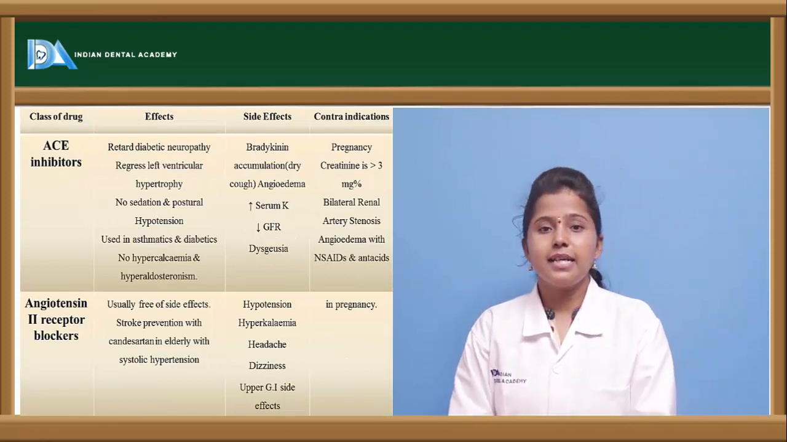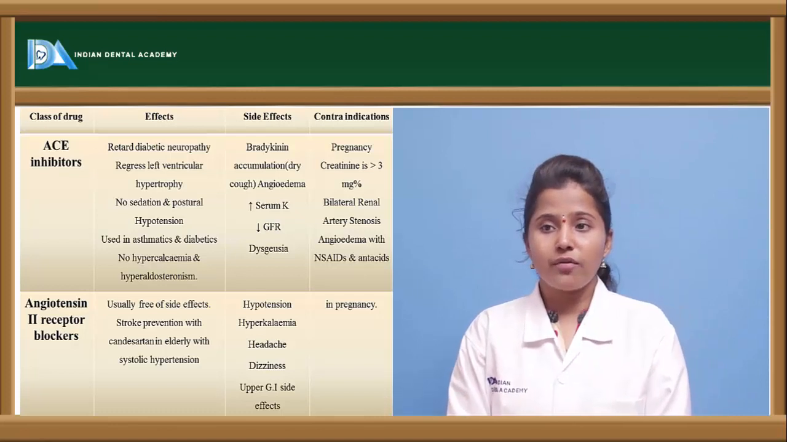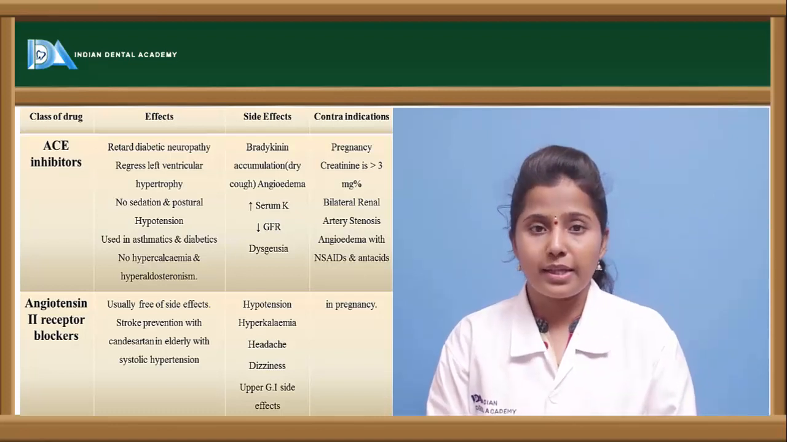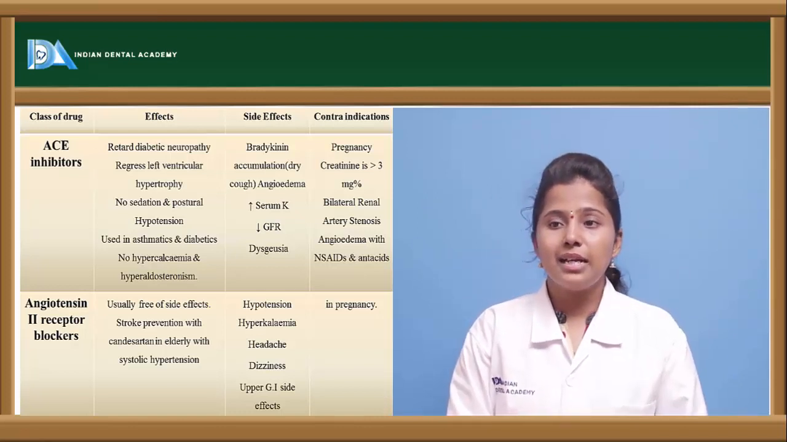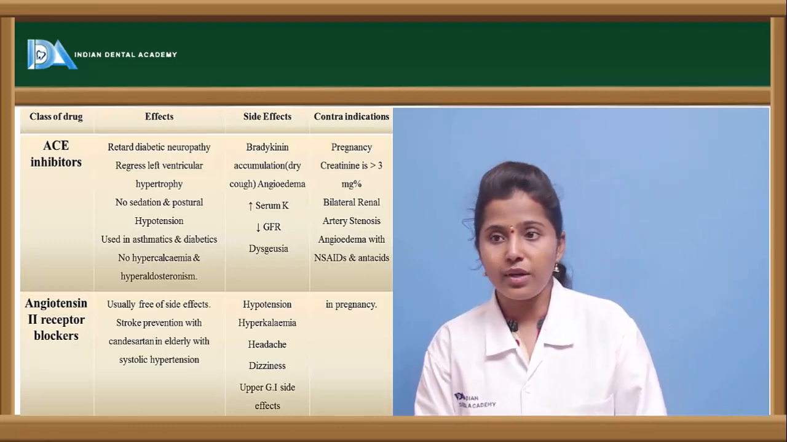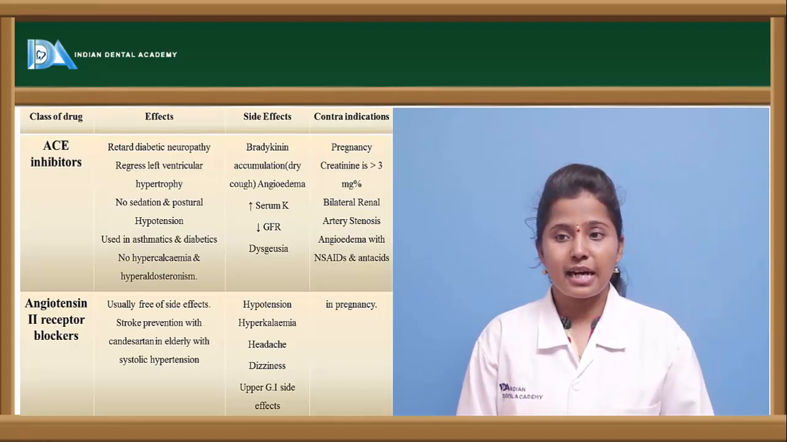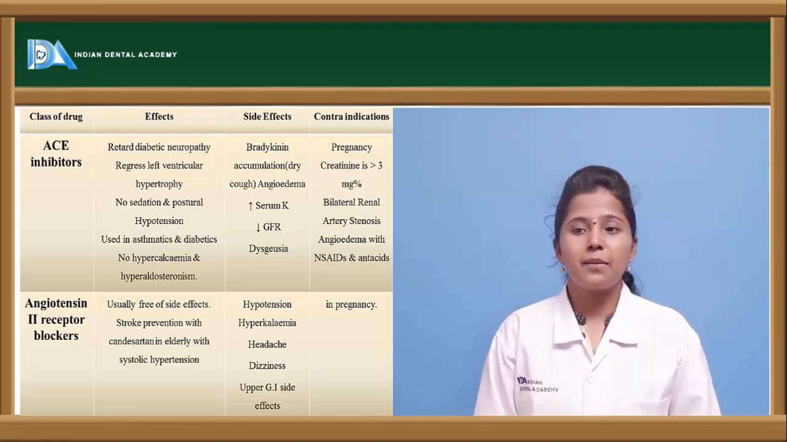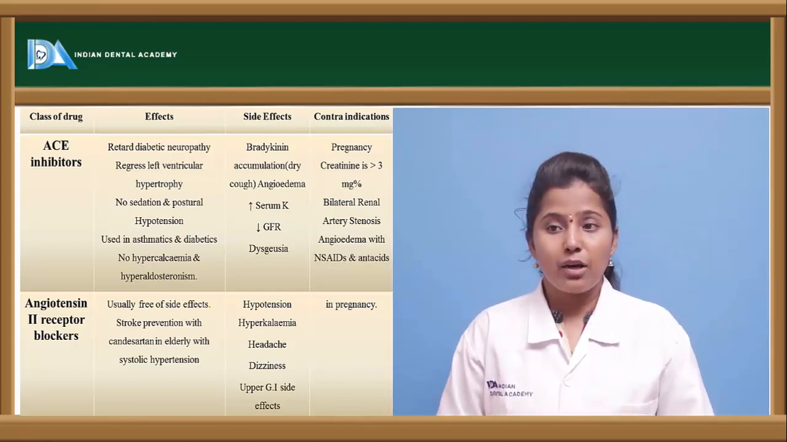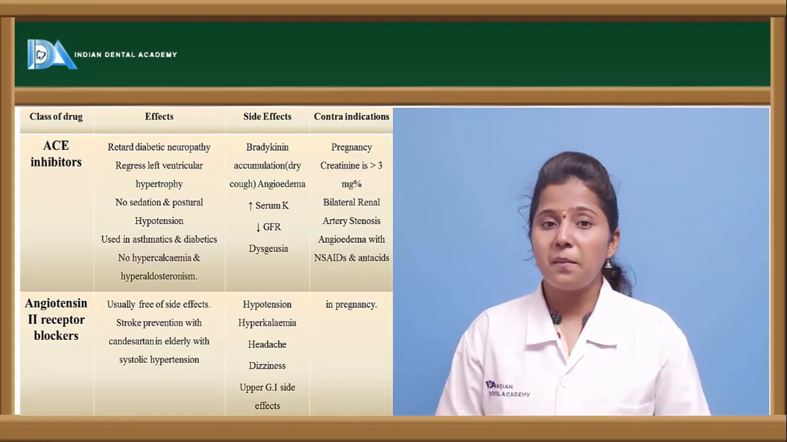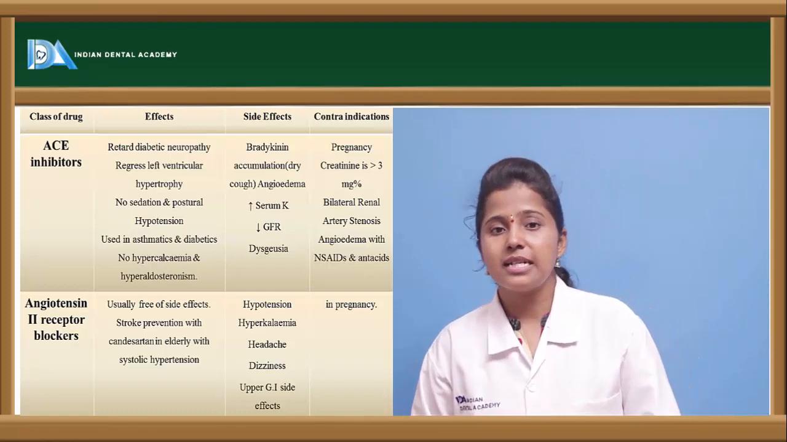Next, ACE inhibitors, angiotensin converting enzyme inhibitors. These show the effect of retarding diabetic neuropathy. So diabetic neuropathy will be retarded or decreased, and they regress left ventricular hypertrophy, with no sedation and no postural hypotension, used in asthmatics and diabetics, and no hyperkalemia and hyperaldosteronism will be seen. If ACE inhibitors are given, aldosteronism or hyperkalemia, which are main causes of raised blood pressure, cannot be seen as the effect.